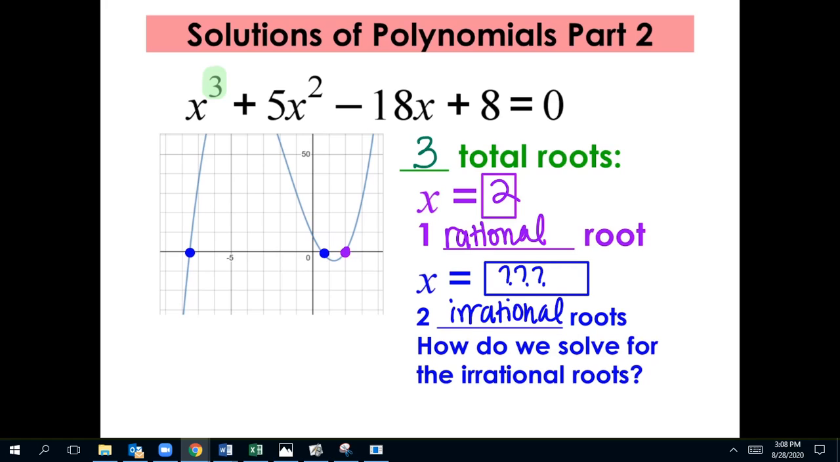If you weren't sure on Desmos or even on your graphing calculator, you can find the zeros. And if you get a never-ending decimal that you don't recognize, like 0.3 repeating is 1/3, and it's something else, then I would go ahead and assume it's irrational and that you need to use this other method. So how do we do it?